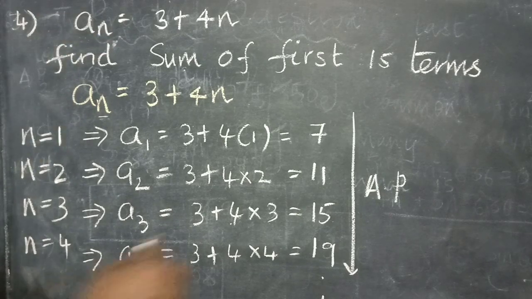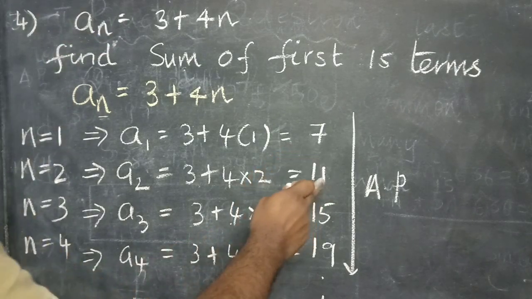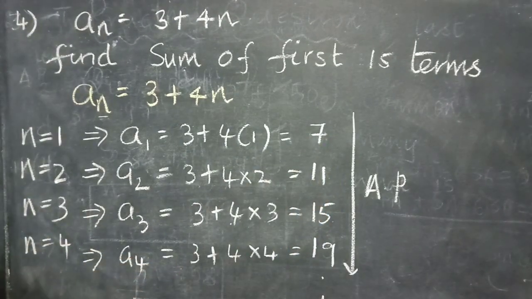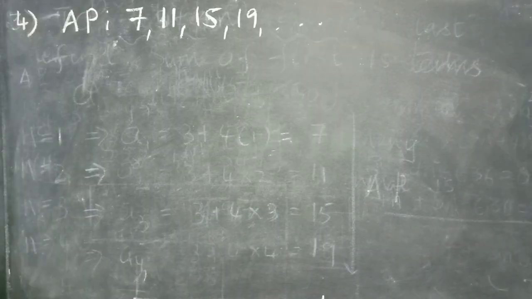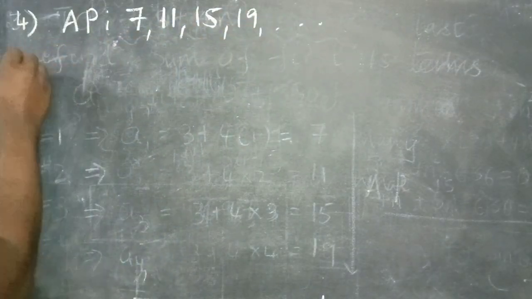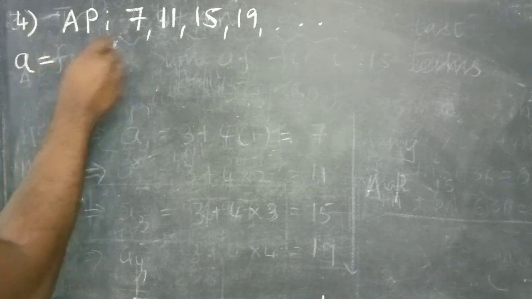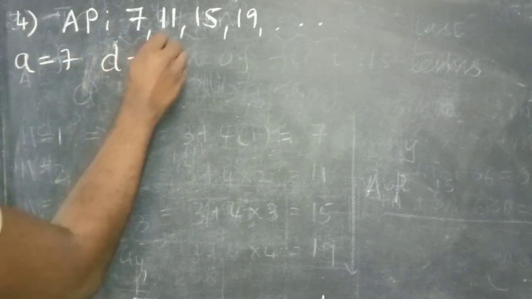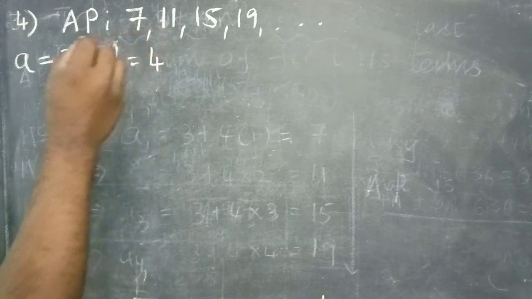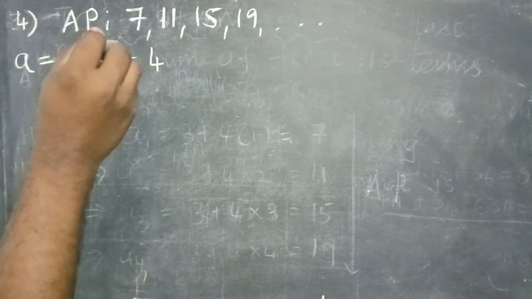So what is the value of a here? a equals 7, d equals a2 minus a1, that is 11 minus 7 is 4. Now by using this AP, we will find out the sum of first 15 terms of the AP. Students, the AP is what? 7, 11, 15, 19 and the list will go on. We will find out the value of first term a equals 7, d equals a2 minus a1, that is 11 minus 7 is 4. Now what is the sum of n terms?